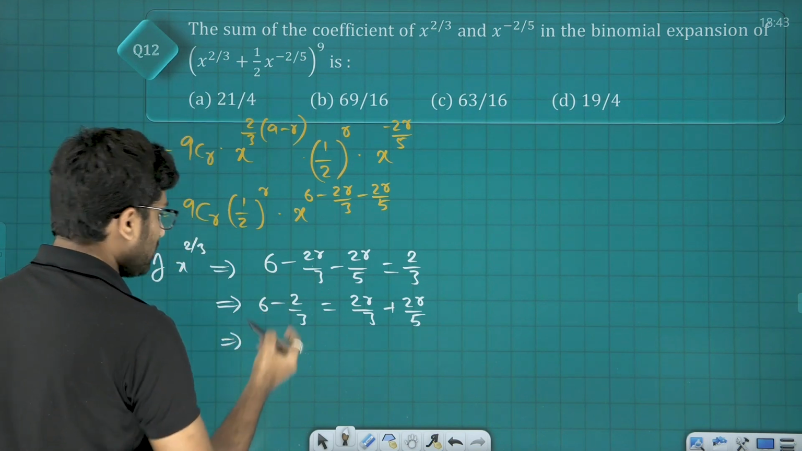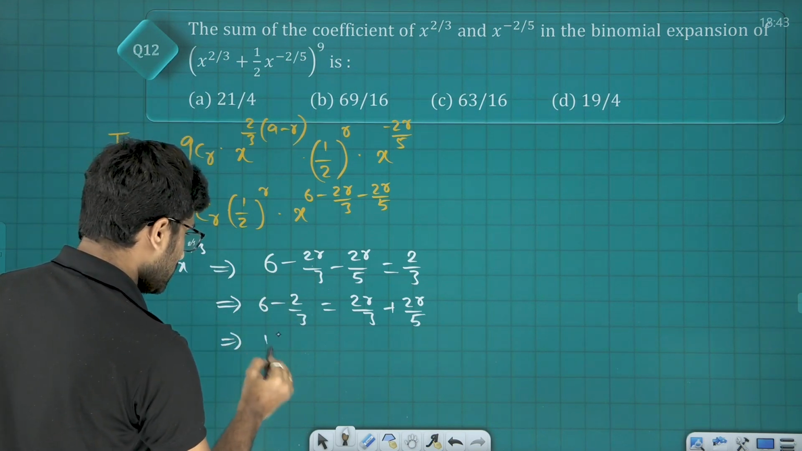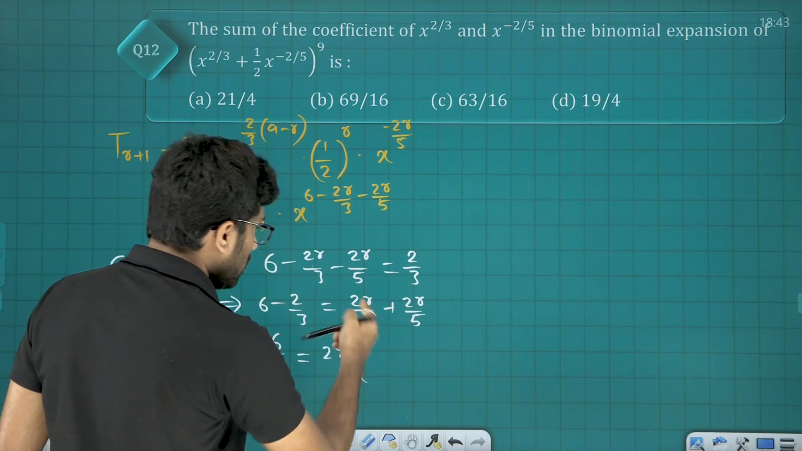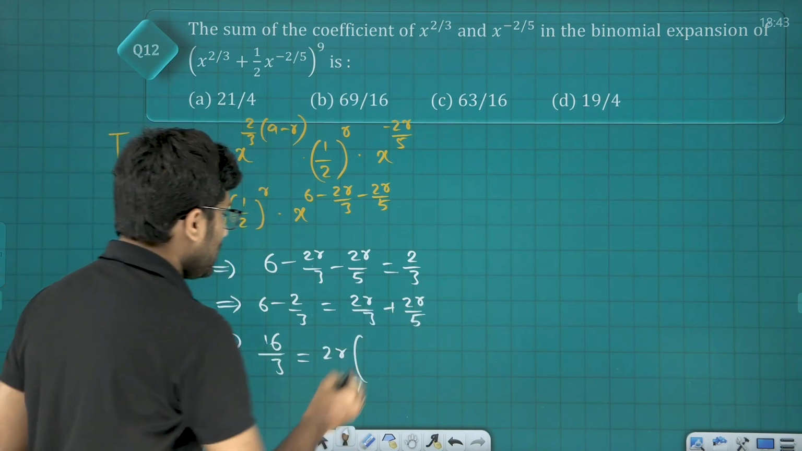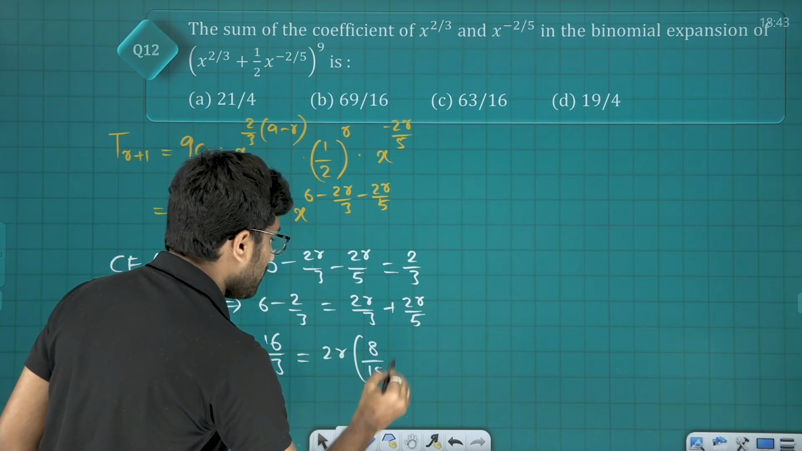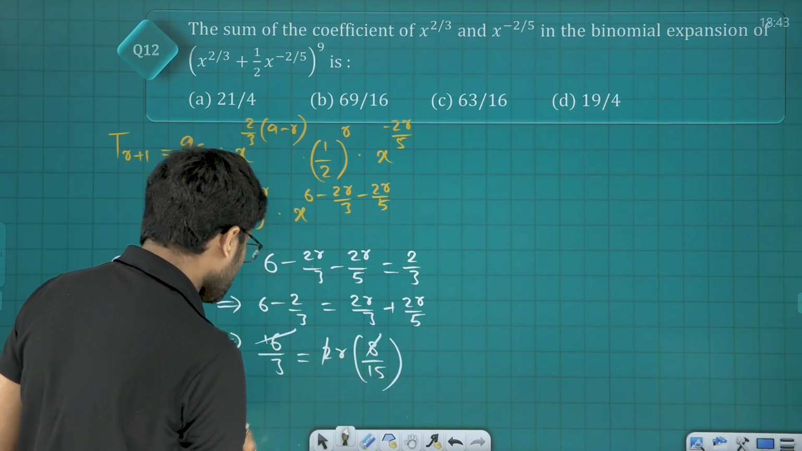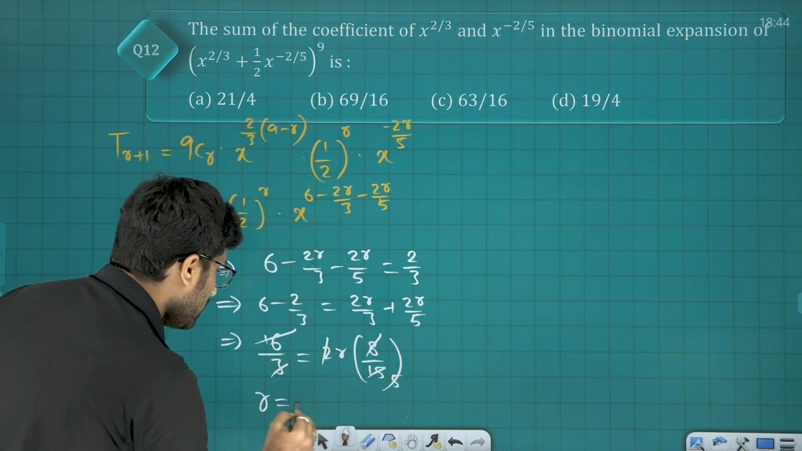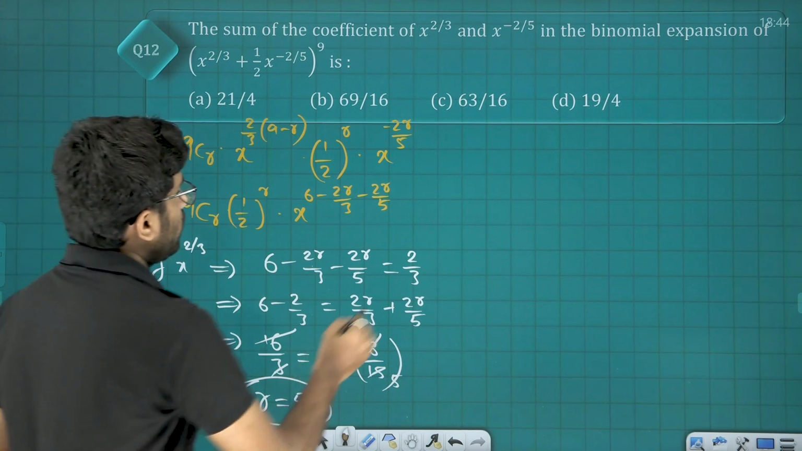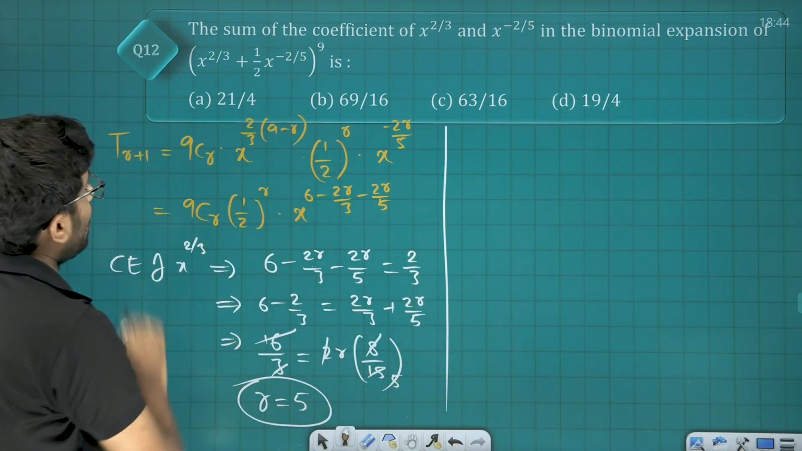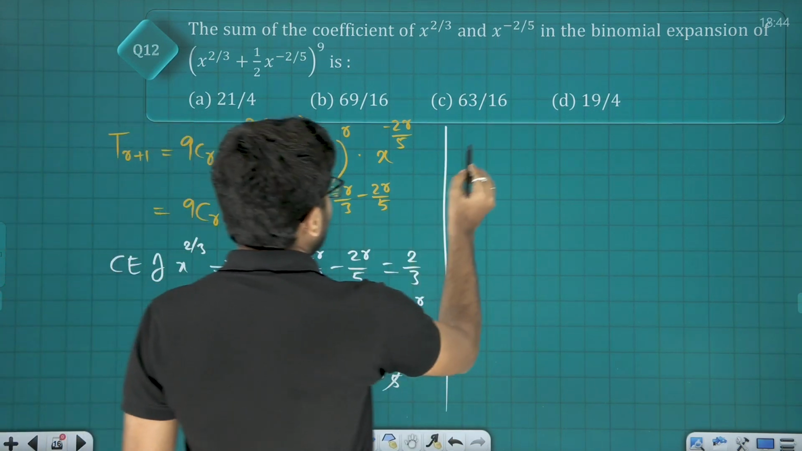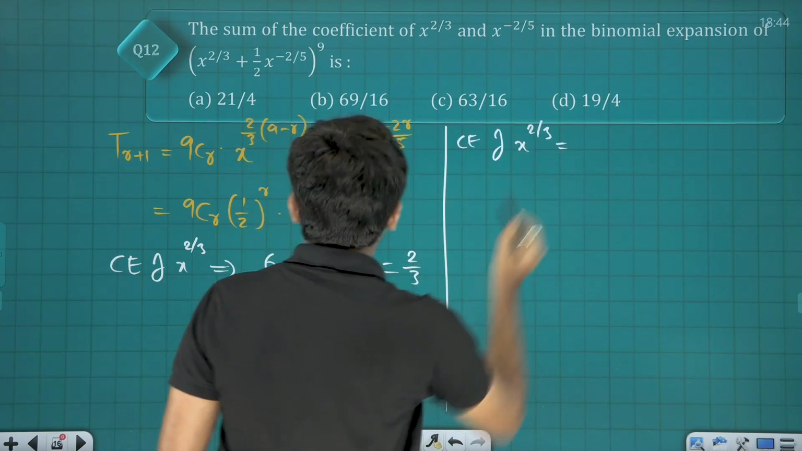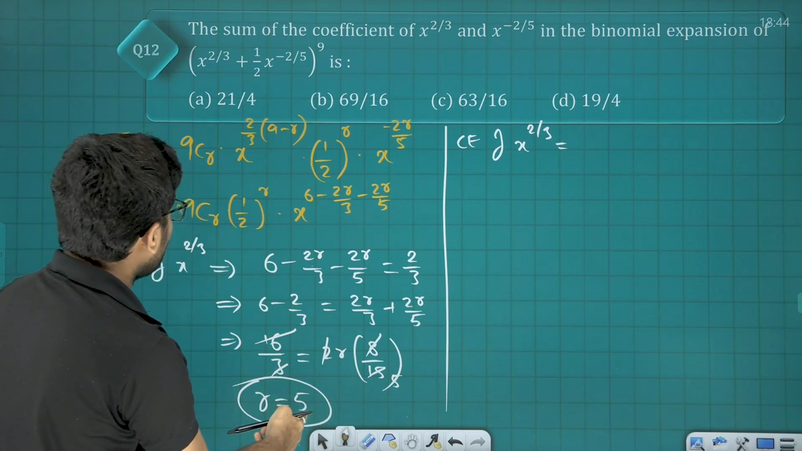3 6s are 18, 18 minus 2 is 16. 16 divided by 3 is equal to, if I take 2r common, 1 by 3 plus 1 by 5. 1 by 3 plus 1 by 5 is 8 divided by 15. So 2 8s are 16, that means r is equal to 5 we get. So if you put r equal to 5, friends, then the coefficient of x raised to 2 by 3 is equal to, r equal to 5.